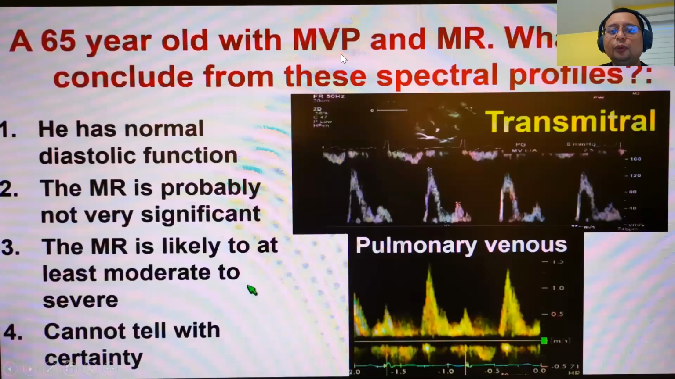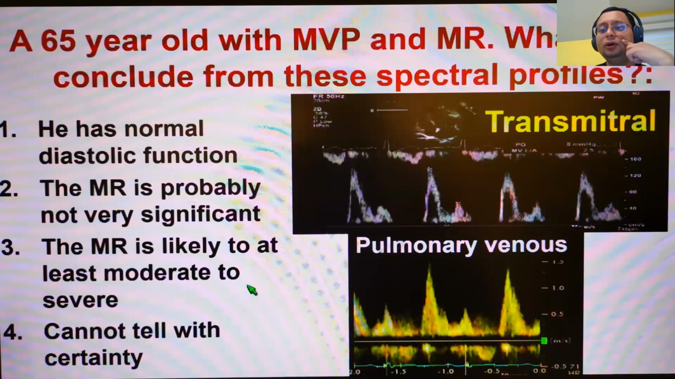Okay, so the question is like this. This is a 65 years old patient with mitral valve prolapse and mitral regurgitation. Based on this Doppler here, and based on this pulmonary venous pattern here, what do you think is the correct explanation? Number one, he has a normal diastolic function. Number two, the MR is probably not very significant. Number three, the MR is likely to be at least moderate to severe. Number four, cannot tell with certainty.